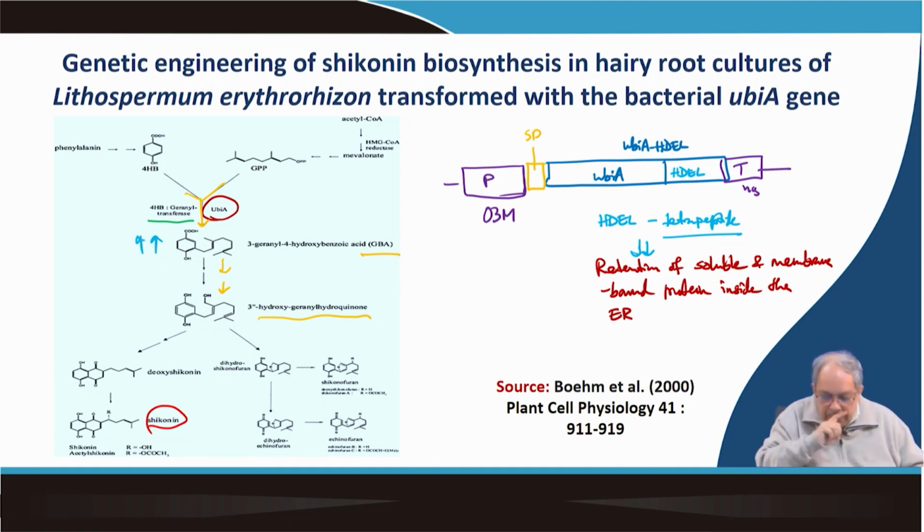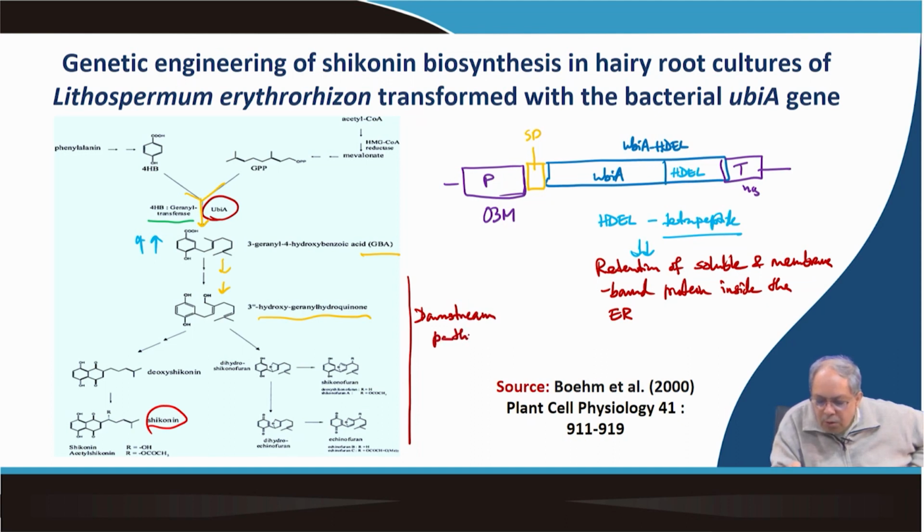The enzyme activity was very consistent, but eventually the shikonin formation was not that much affected. So, what it indicates is that perhaps you need to know more about the downstream pathway. So, the downstream pathway is important. It exerts more control.